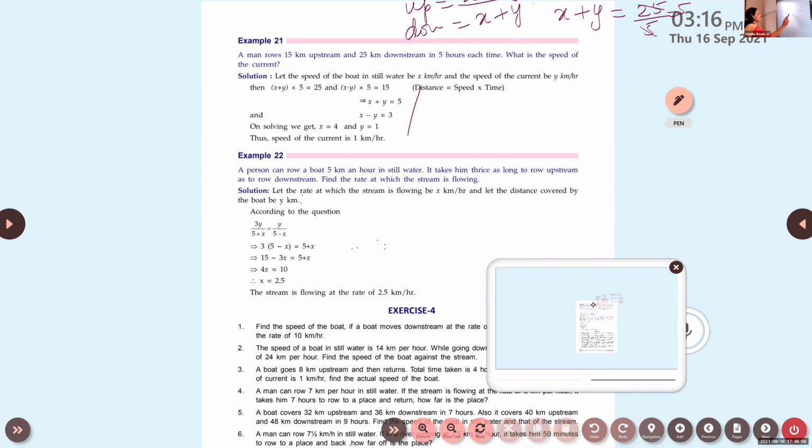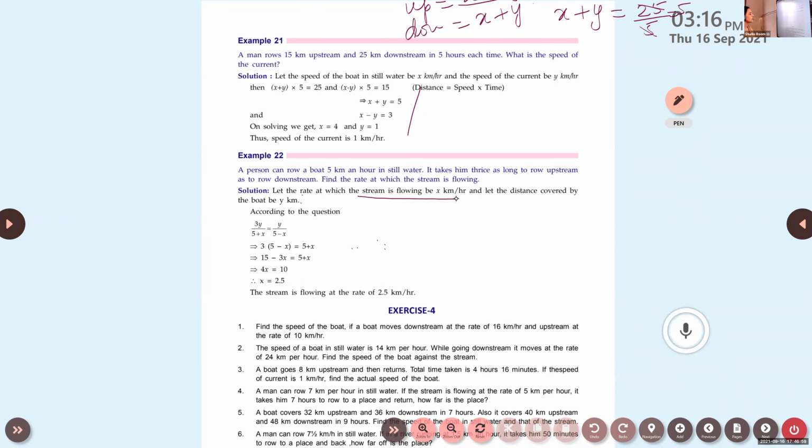So you take the speed of the stream as x. And what is given? He can row about 5 kilometers an hour in still water. That means the speed of the boat is given as 5. Speed of the stream, we don't know, we take it as x. So what will be the upstream speed? Upstream speed will be 5 minus x. Speed will get decreased. And what will be the downstream speed? It will be 5 plus x.